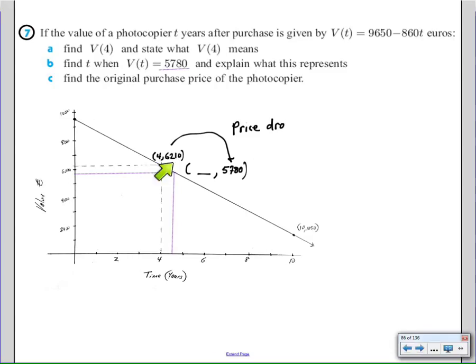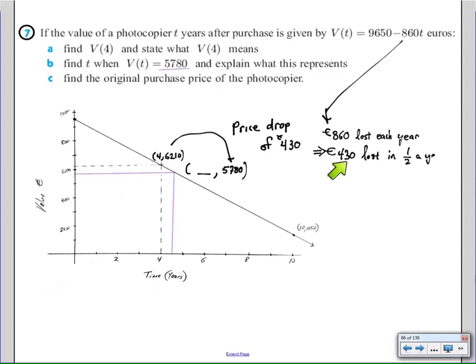I'm thinking about what I just learned, and I learned that after 4 years, there's 6,210. 5780 shows a price drop of $430. My equation says we're losing $860 each year, so that means $430 is lost every half a year, which basically means in 4.5 years the copier will be worth $5,780. So I used my answer to part A to answer part B based on my understanding of everything that's happening here. So the graph says 4.5 is the correct solution.